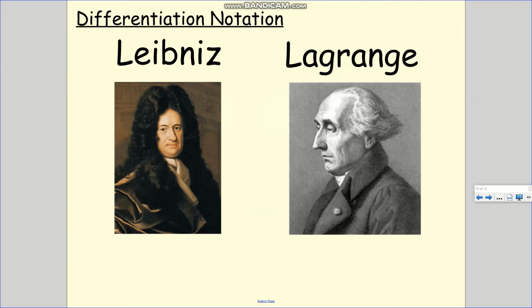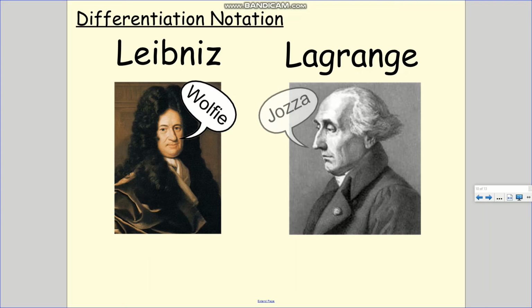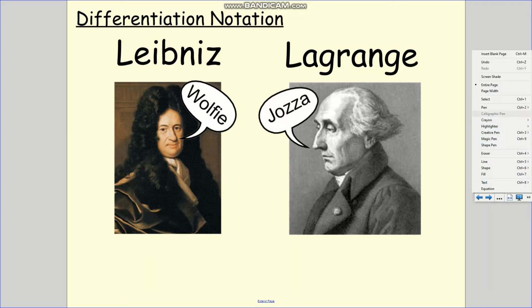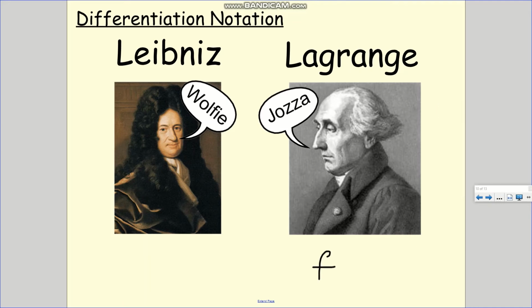Right here we have Wolfram Leibniz on the left-hand side. I like to call him Wolfie. We are going to look at his notation in just a second. There's also Joseph Lagrange. He is the person who is to blame for your current notation, which is your f dashed of x notation. He was primarily an engineer.